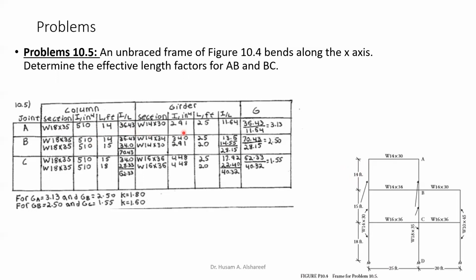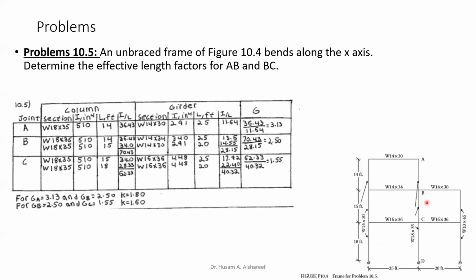The same thing for the girder, because it has a girder. You find the value from the same table. You just have to flip through the pages to find the moment of inertia. And then your L here is 25. You divide this by this, it gives you 11.64. Then if you divide this value by this value, it gives you 3.13, which is the G value at joint A.